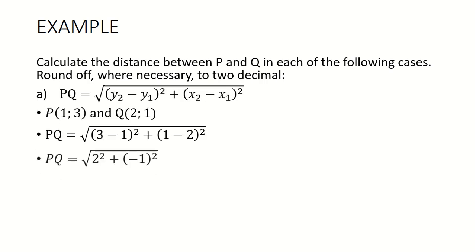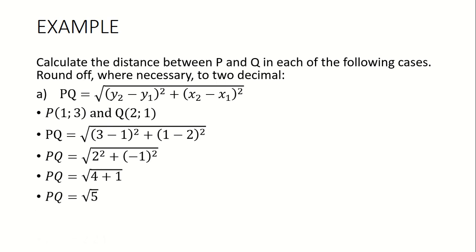Now let's calculate the distance here. It'll simply be (3 minus 1) squared, and you will add that to (1 minus 2) squared. Obviously, it'll give you 2 squared plus negative 1 squared, and that will give you 4 plus 1. 4 plus 1 will simply be the square root of 5.